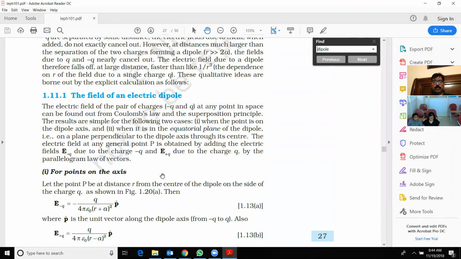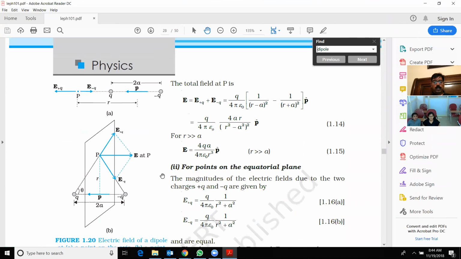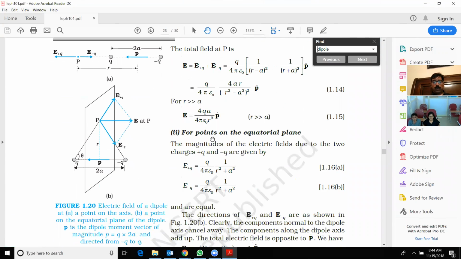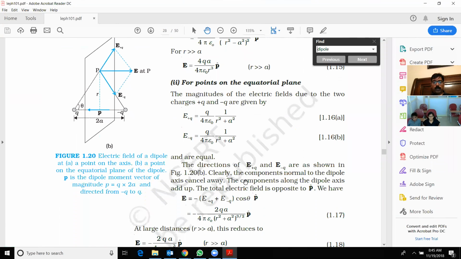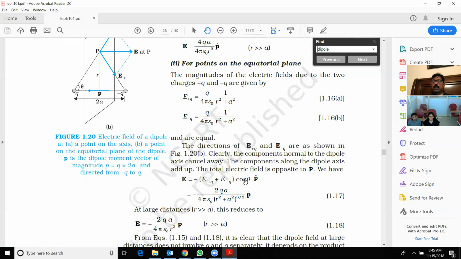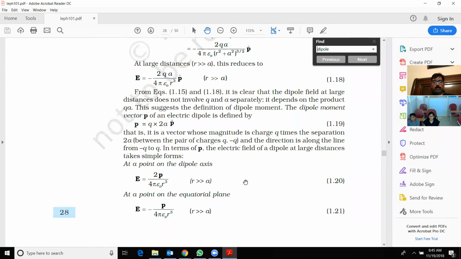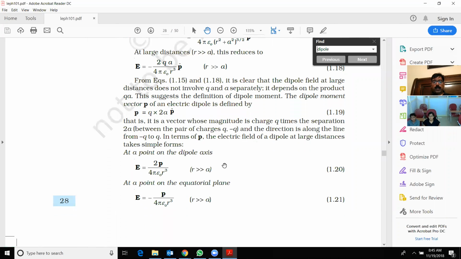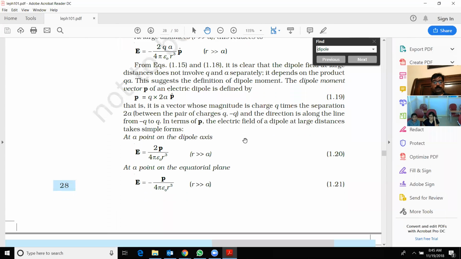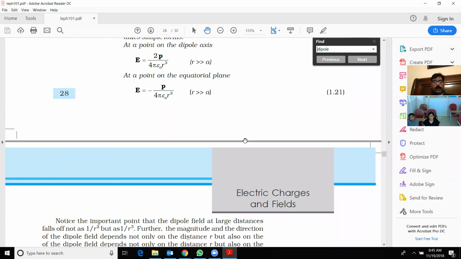This is the section where I have dipole for points on the axis and for points perpendicular to the axis. These are the two things. Points on the equatorial plane. The magnitude of electric field due to the two charges are this, right? Okay. Now this whole concept can be reread, but if I have to find the answer to my specific question, I will just look for something similar. Okay, dipole moment is what? Q into 2a into dipole. This P is a position vector. Okay, electric field is here.